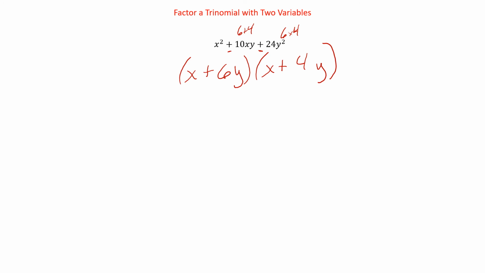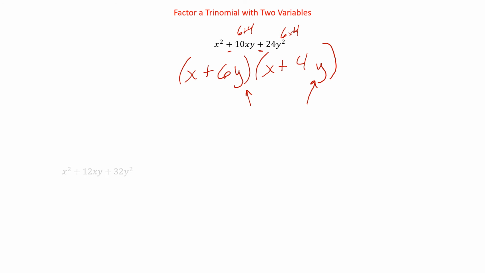Plus 6xy is 10xy. And then 6y times 4y, 6 times 4 is 24y squared. Good to go. So the process is identical, except we have y's right there. Generally speaking, as we progress, this is not what the factoring looks like. It's what we were doing with only one variable. However, there are times when we do have two variables like this.